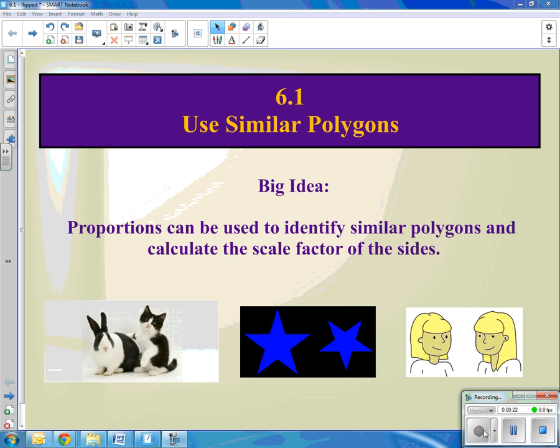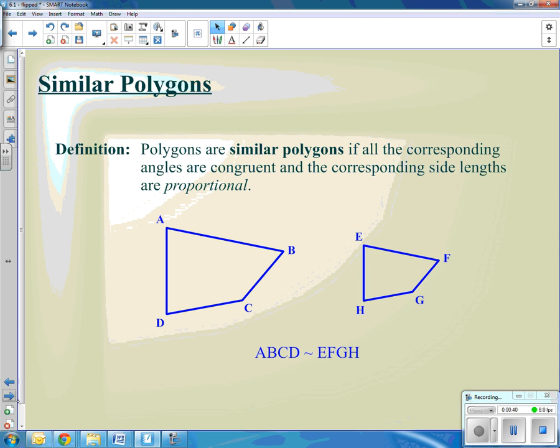So below, I put some pictures to get you thinking about what does similarity actually mean? When are two things similar to each other? Does it have to do with color, size, shape? So we're going to take a look specifically at what does it take for polygons to be similar. So our definition is that polygons are considered similar polygons if all of the corresponding angles are congruent and the corresponding side lengths are proportional.